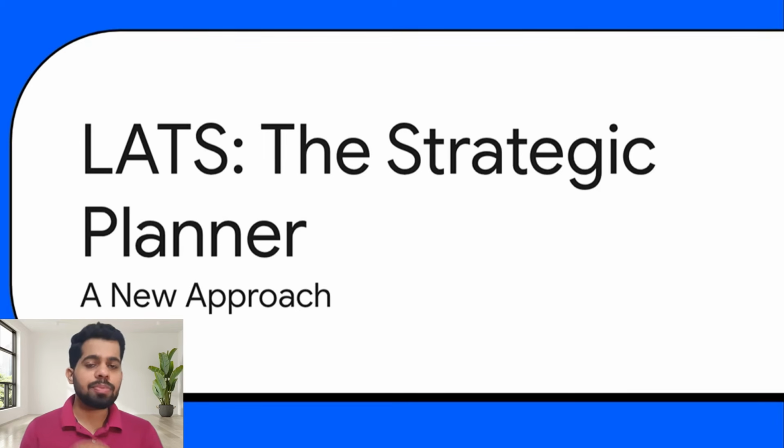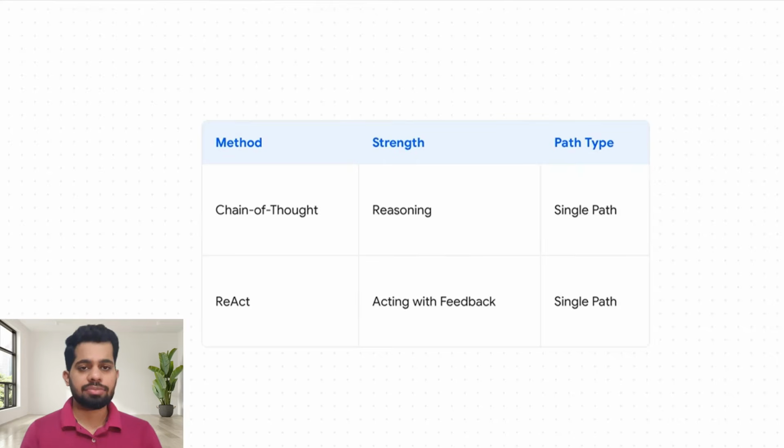Let's quickly recap the problem Language Agent Tree Search is trying to solve. You have methods like chain of thought, where the AI talks itself through the problem step by step. It's like following a single train of thought, but if the train goes down the wrong track, it's game over. Then you have methods like ReAct that are great at acting with feedback, but they still move along a single path without strategically considering alternative paths.